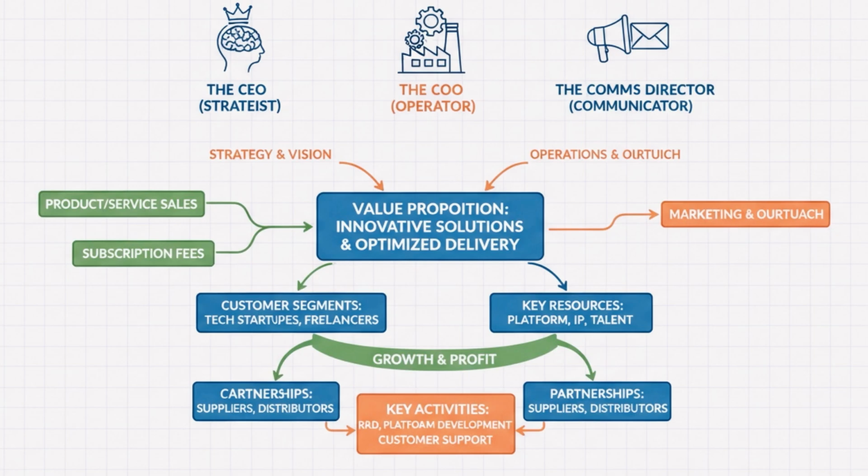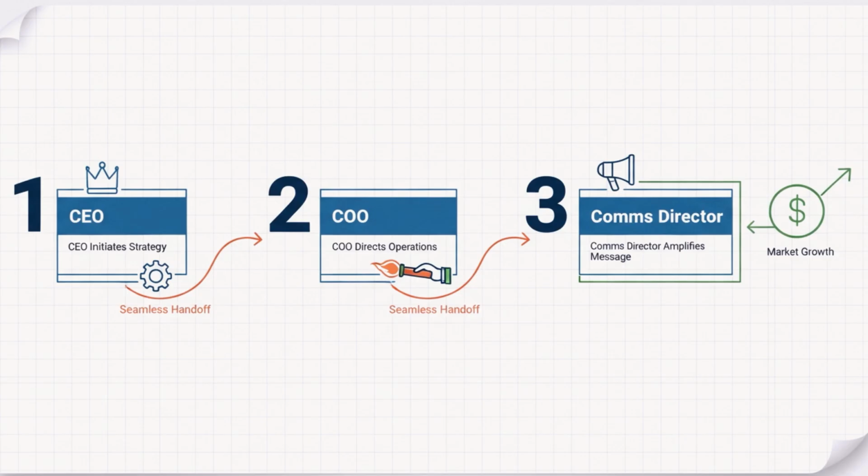So you have the CEO, the COO, and the comms director, 3 specialists. The key is that they're not working in silos. They're a unit. The real force multiplier isn't the tools themselves. It's the clean, simple handoff from one to the next. You've seen the players. Now, let's watch the game.